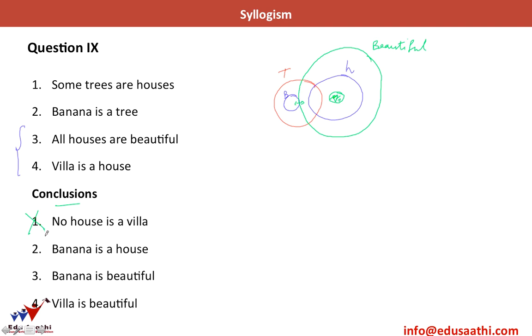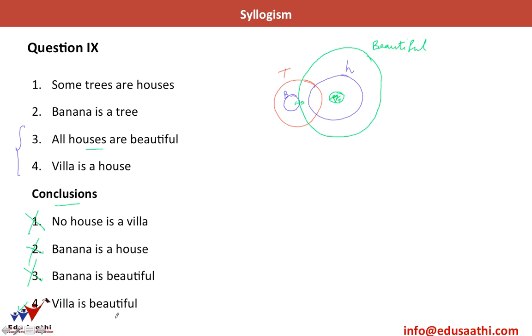Banana is a house. I cannot say that because as it is clearly depicted here, banana and house are two separate circles. Banana is beautiful. Again, I cannot say that because as I told you, there is no intersection here. There is no relationship between banana and beautiful. All that is mentioned is that all houses are beautiful.